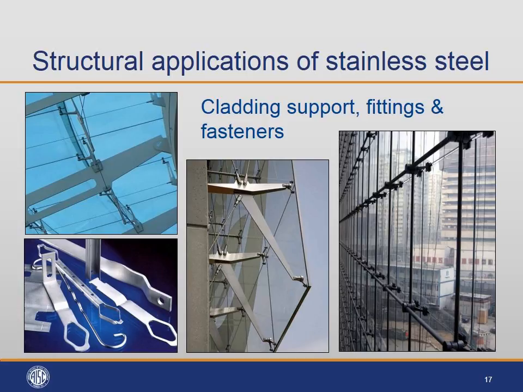My third slide shows a typical cladding support, fittings and fasteners. Stainless steel is often used to support glass curtain wall systems or perhaps cable net walls, and also used for fittings into wood and masonry. Perhaps these fittings might be inaccessible or difficult to replace, so a highly durable material is needed for them.